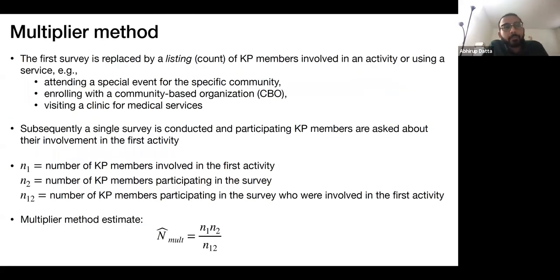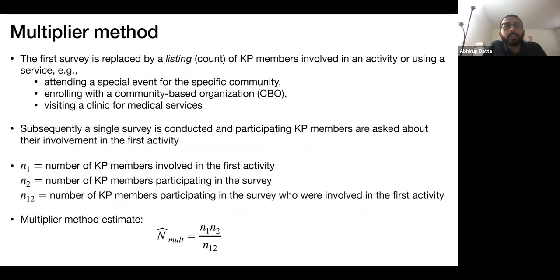So in the multiplier method, the first survey, or the capture part, is not conducted, and it's replaced by a listing or count of the key population members involved in an activity or using a service. For example, you can get a count of the key population members attending a special event for that specific community. For men who have sex with men, there is often a rainbow night that people attend, and you get the number of MSM who attended the rainbow night from the event registers.